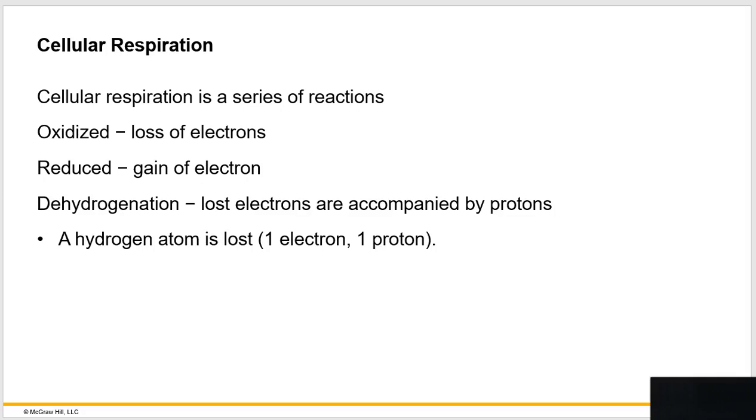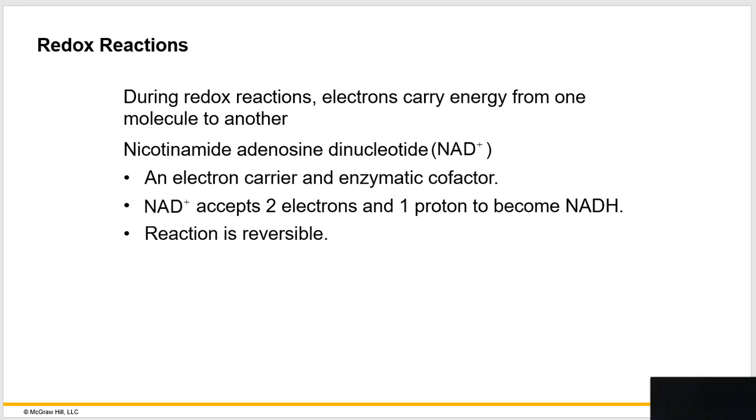And then dehydrogenation is when lost electrons are also accompanied by protons, typically. In this case, we're going to see that when a molecule loses an electron, it will also lose some protons, and those protons will play an important role in respiration. We'll get to a point when we mention a proton pump, and the proton pump itself is very important to respiration. So redox reactions are reducing and oxidizing reactions kind of smashed together. So electrons carry energy from one molecule to another. So one's reduced, one's oxidized, which is why we call them redox reactions.